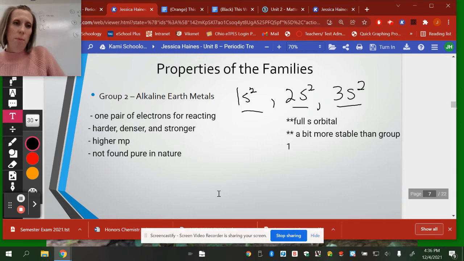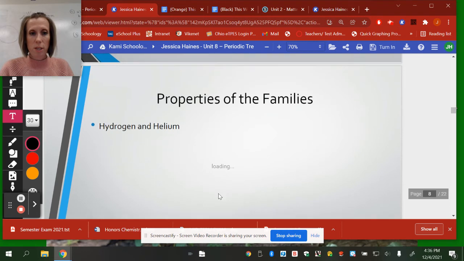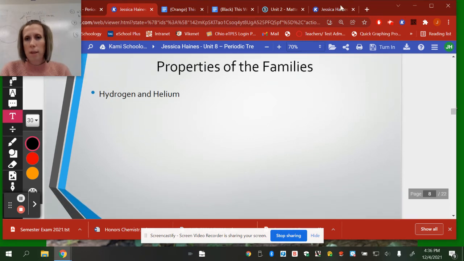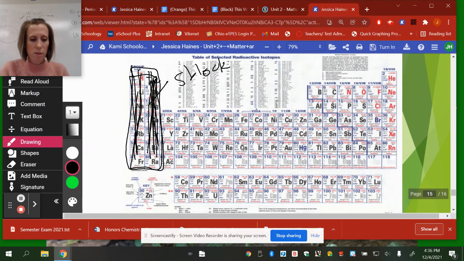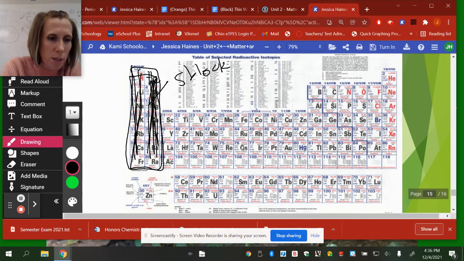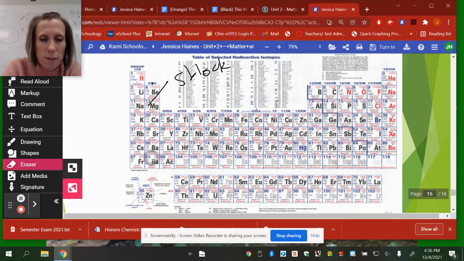But then there's those 2 oddballs, right? Hydrogen and helium, which are like the odd family members that kind of belong to the family, but you're confused because they don't look like or act like anybody else in the family. We all know who that is.